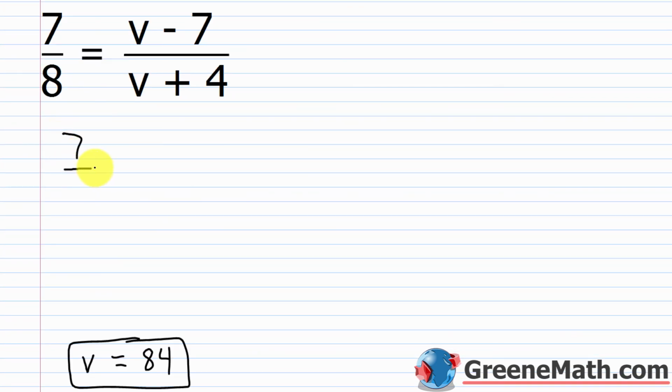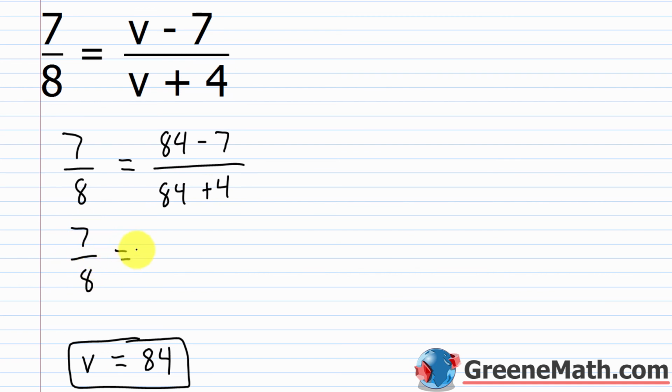All right, so we have 7/8 is equal to v minus 7. And again, v is going to be 84. So 84 minus 7 over v plus 4. So again, 84 plus 4. And so we'll have 7/8 over here. What is 84 minus 7? Well, that's going to be 77. What is 84 plus 4? That's going to be 88. So each here is divisible by 11. If I divide 77 by 11, I get 7. If I divide 88 by 11, I get 8. So 7/8 equals 7/8. And so v equals 84 is the correct solution.